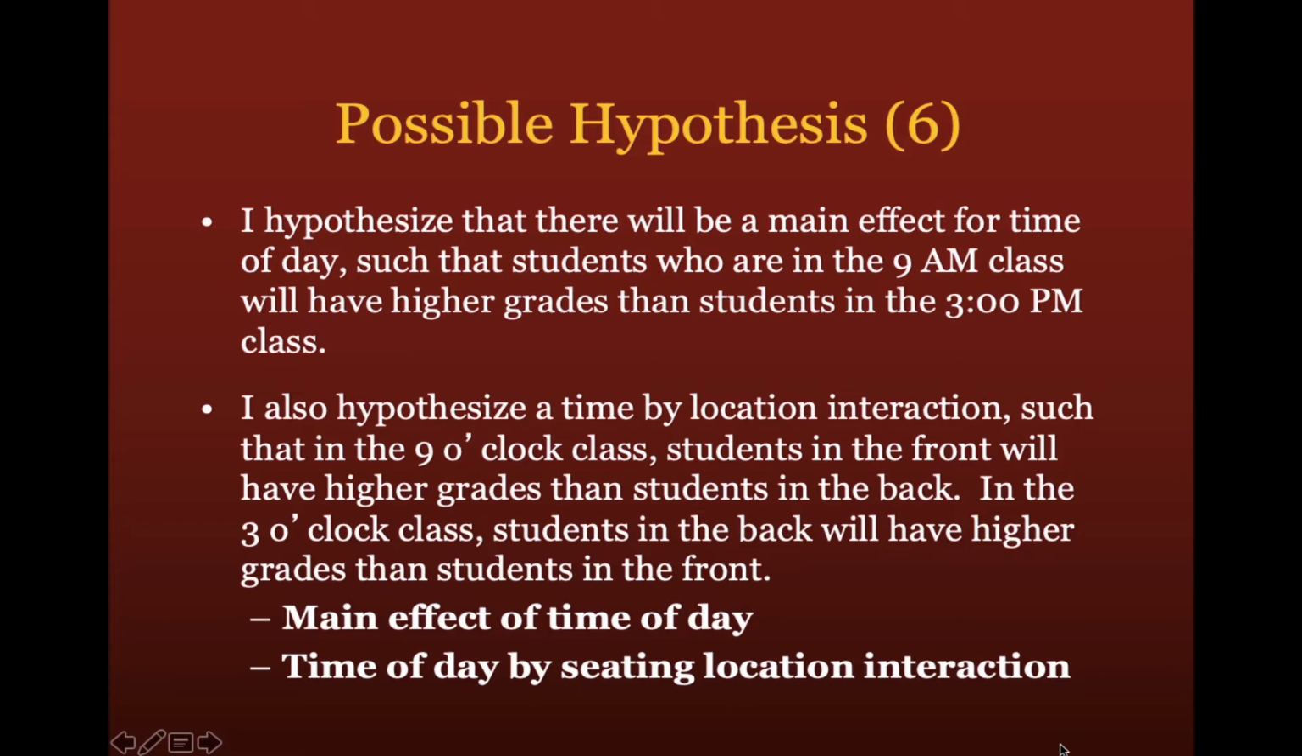But at 3 o'clock, students in the back will have higher grades than students in the front. The trick here is you have to know that your graph has to also represent that there's not a main effect of seating location. So the key here is that the students in the front on average have to be the same as the students in the back on average. If you fail to factor that part in, your graph's not going to look right. Okay? So take a moment, pause the video, try to make sense of this graph. Try to graph out the line graph and the bar graph.